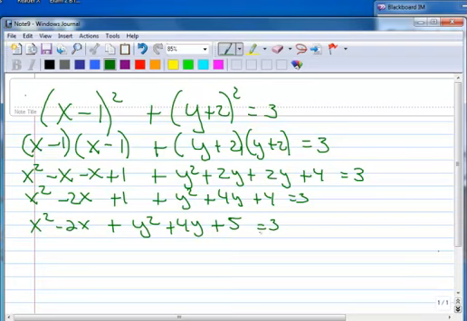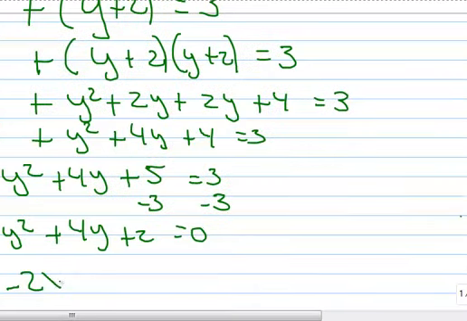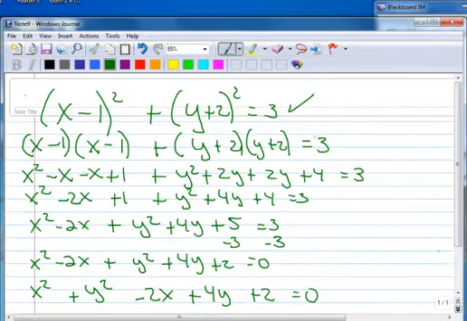And now you'll recall that the general equation had this equation equaling 0. So to do that, we have to subtract 3 from both sides. So this becomes plus 2 equals 0. And then at this point, we can just change around the order. So we have an x squared plus a y squared minus 2x plus 4y plus 2 equals 0. And so there we have converted from standard form, right here, down to general form.